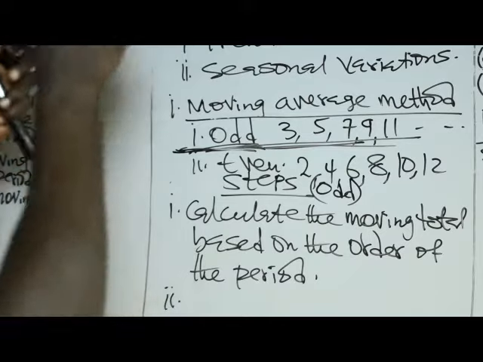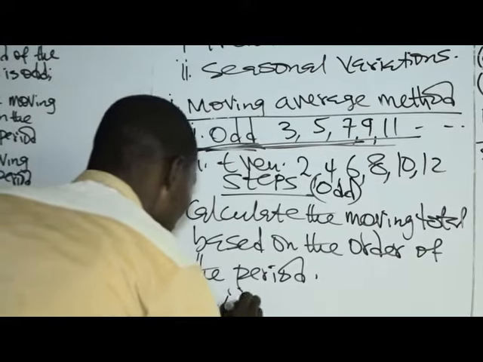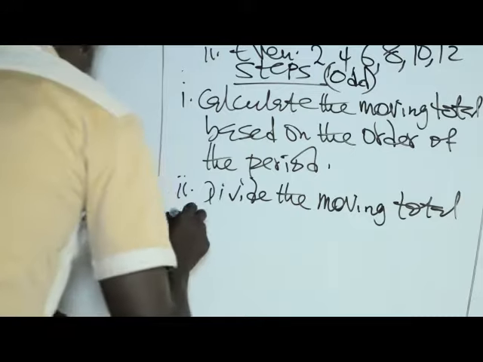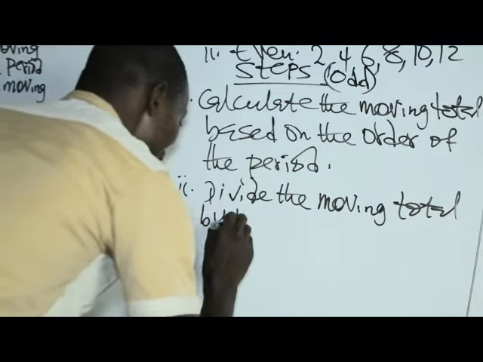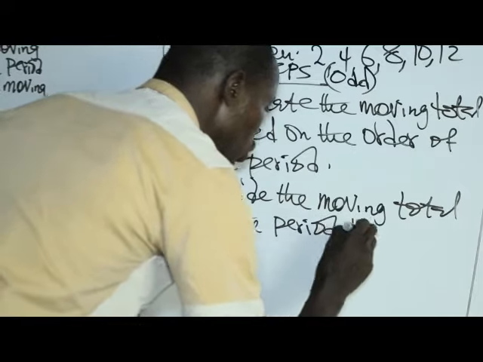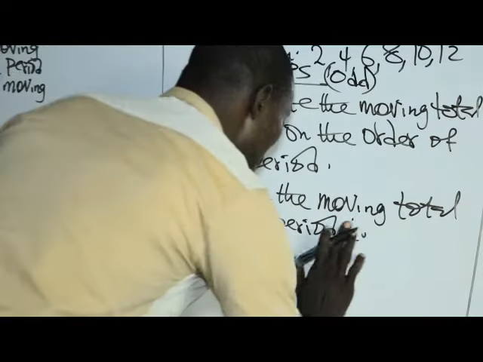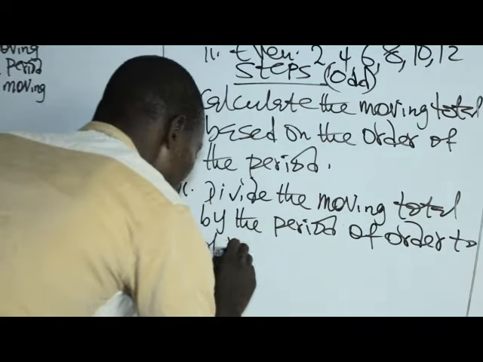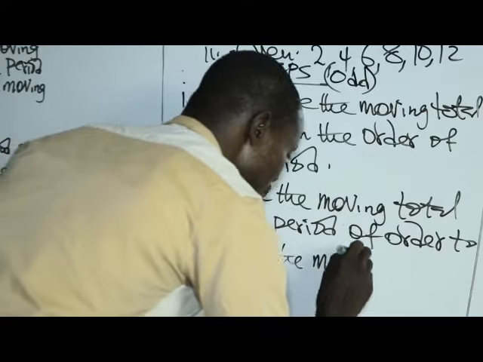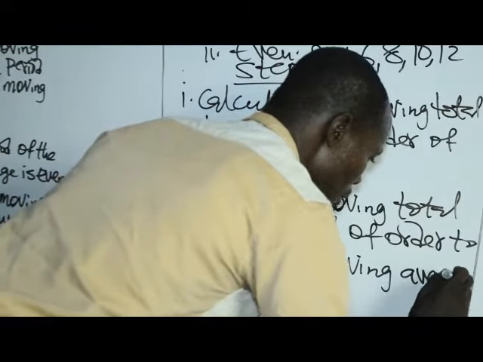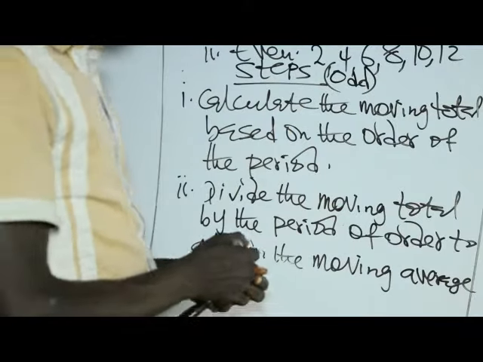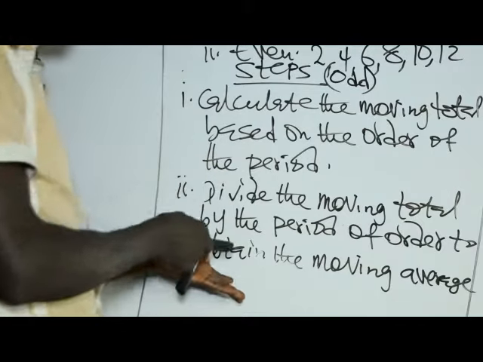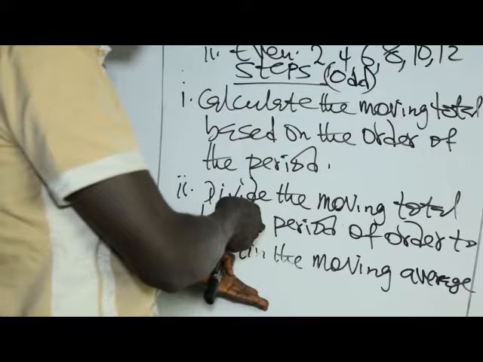The second step is to divide the moving total by the period, that is, the period of order, to obtain the moving average. These are the procedures to follow when estimating trend based on the moving average method where the order of the period is odd.